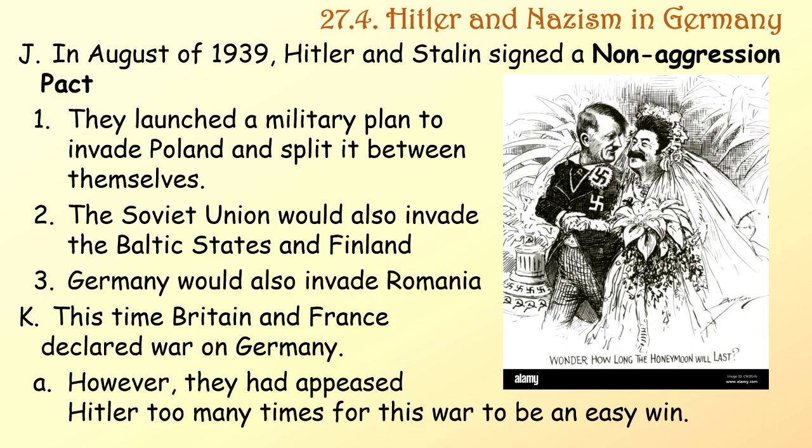In August of 1939, Hitler and Stalin signed a non-aggression pact. They launched a military plan to invade Poland and split it between themselves, and the Soviet Union would also invade the Baltic states and Finland. Germany would also invade Romania. This time, Britain and France declared war on Germany. However, they had appeased Hitler too many times for this war to be an easy win.